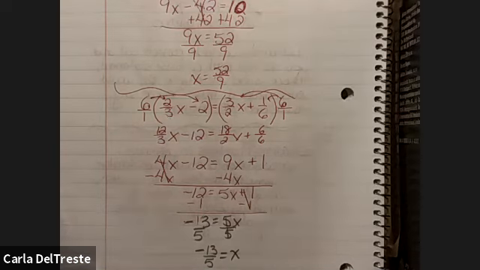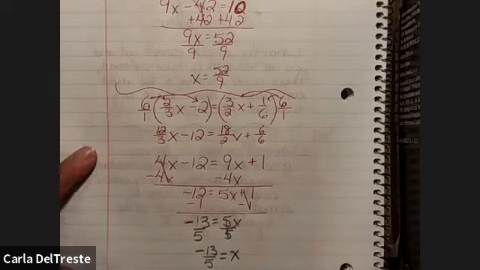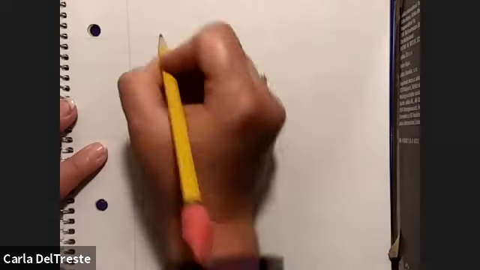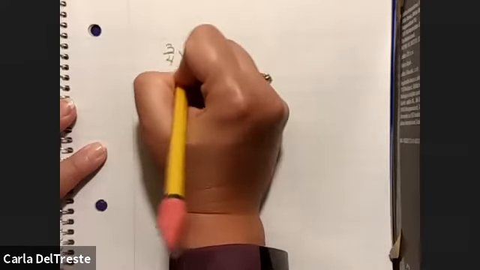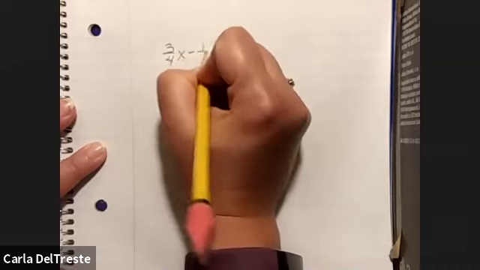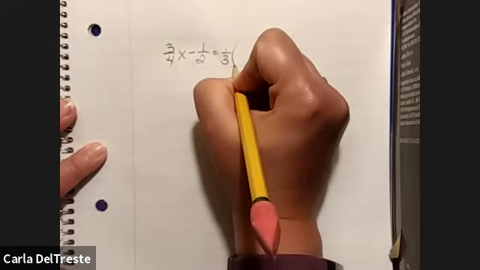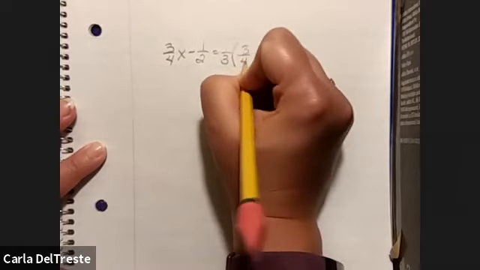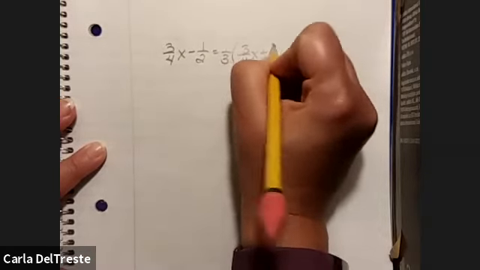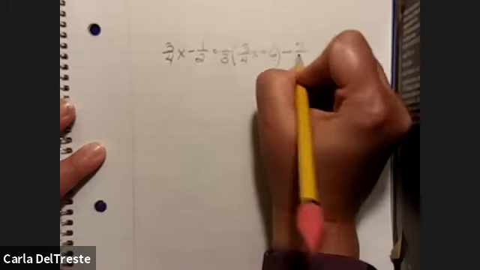There might be a situation where you're going to need to distribute a fraction first before you use this trick. So I'm going to show you one like that, and then we're going to call an end to this video. So let's say we have 3/4 x minus 1/2 equals 1/3 times (3/4 x plus 6) minus 7/2.